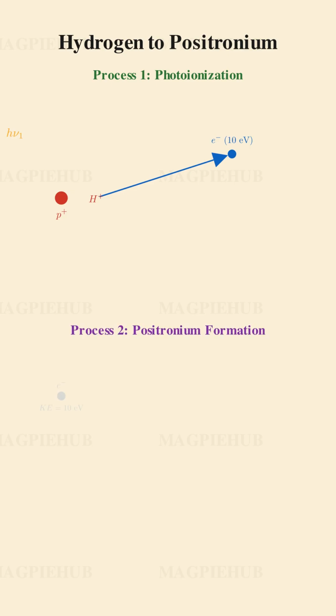In process 2, the ejected electron with 10 eV kinetic energy combines with a positron at rest. They form a positronium atom in its ground state, while simultaneously emitting a photon of frequency Nu2. The positronium moves with a kinetic energy of 5 eV.